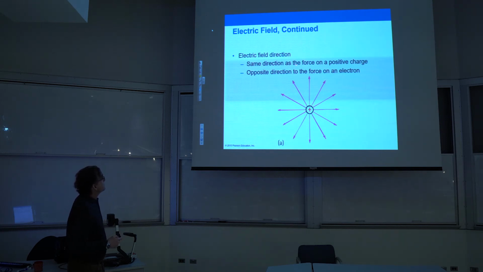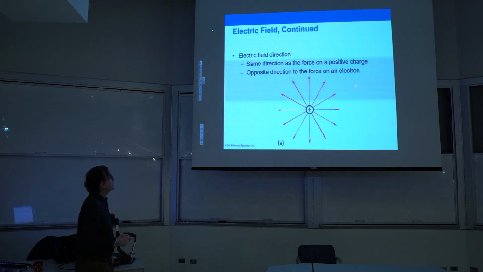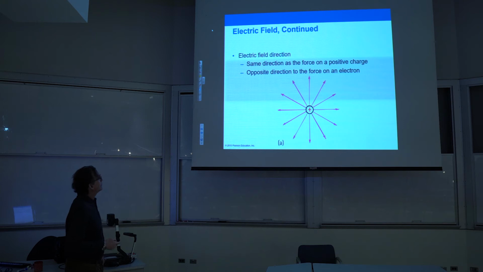It is the same direction as the force on a positive charge, and it will be opposite in direction to the force on an electron, which has negative charge. In this case, if I have a positive charge that is generating the field, the force field, then those field lines will be radially pointing outward because any other positive charge located around it will experience a radial force pushing it away, and that would be an outward radial force.